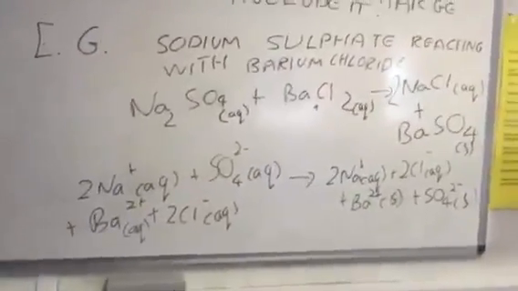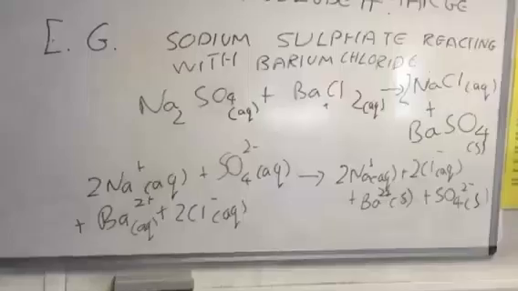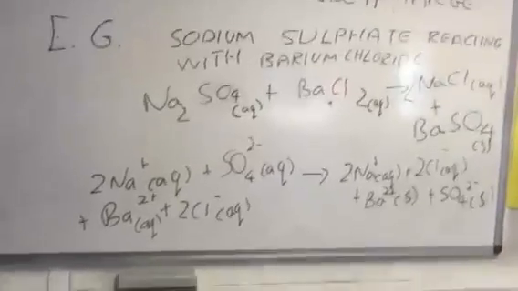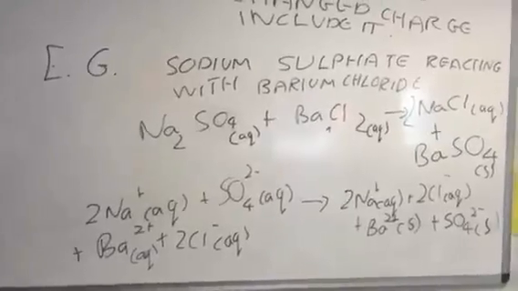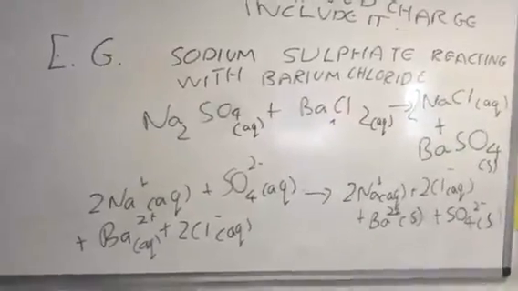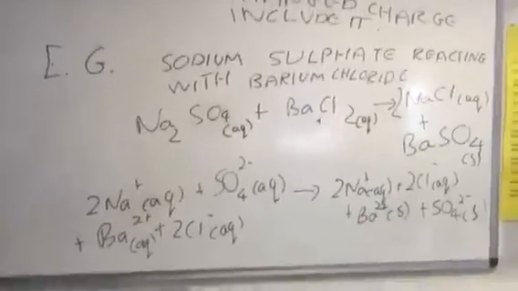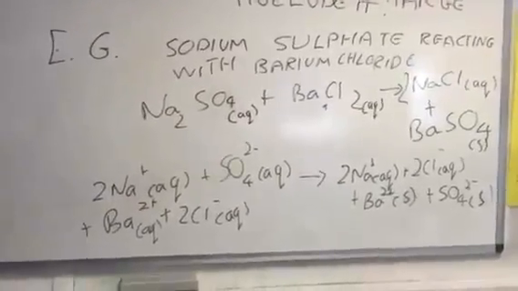The first of which is to split the ionic substance into their constituent ions. Okay, so for example, I've got a reaction of sodium sulfate reacting with barium chloride. So I know that the formula of sodium sulfate is Na2SO4. I know that the formula of barium chloride is BaCl2. And I know that that's going to make sodium chloride, which is NaCl, and barium sulfate, which is BaSO4.